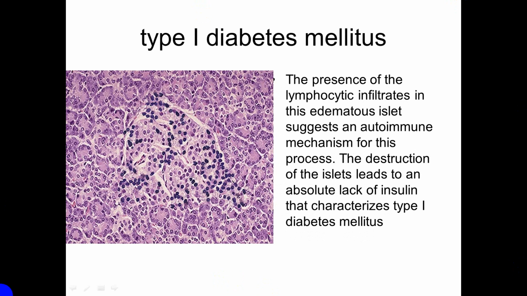In this picture, you can see histological signs of first type diabetes mellitus. The presence of lymphocytic infiltration in this edematous islet suggests an autoimmune mechanism for this progress. The destruction of the islet leads to absolute lack of insulin that characterizes type 1 diabetes mellitus.